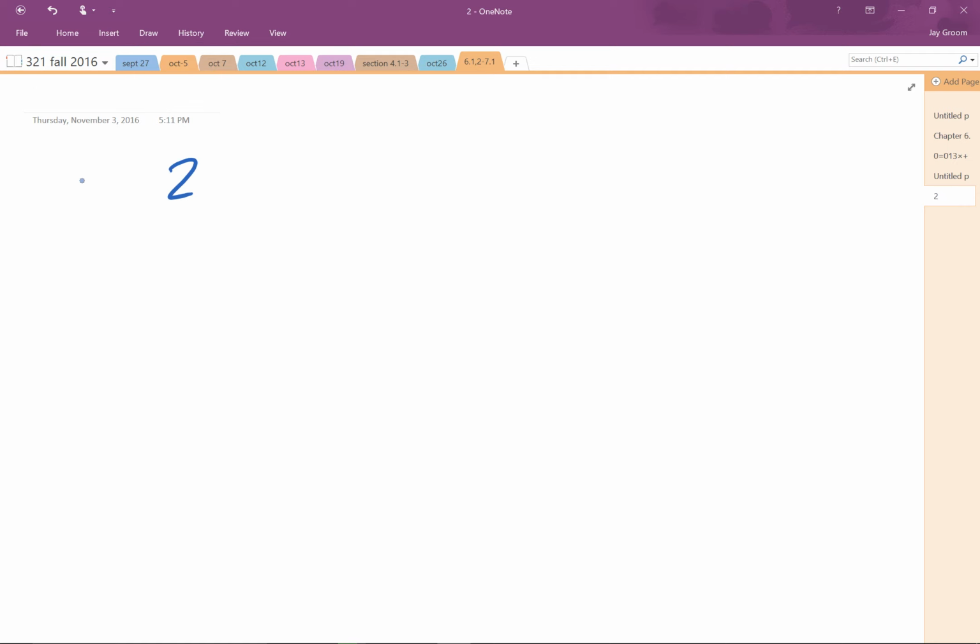So x prime is 2x plus y. Y prime is equal to x minus y plus 2. Now, if I set these equal to 0, they're not going to equal 0, 0 at 0 anymore. They're going to be different.